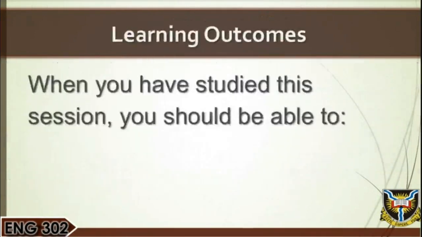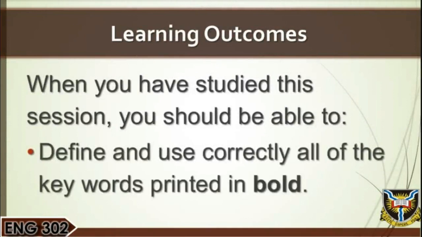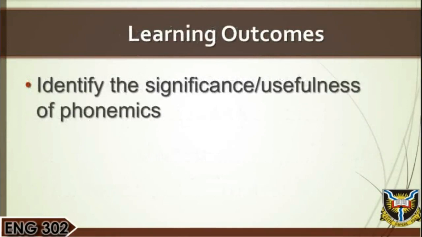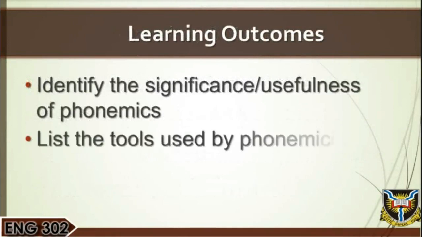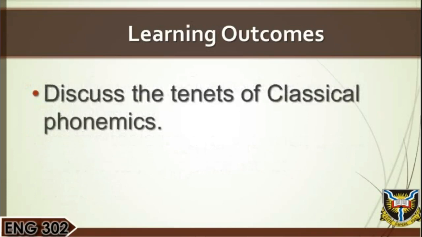Learning outcomes for study section 3. When you have studied this section, you should be able to define and use correctly all of the key words printed in bold. Identify the significance or usefulness of phonemics. List the tools used by phoneticists to determine a phoneme in a language. Discuss the tenets of classical phonemics.